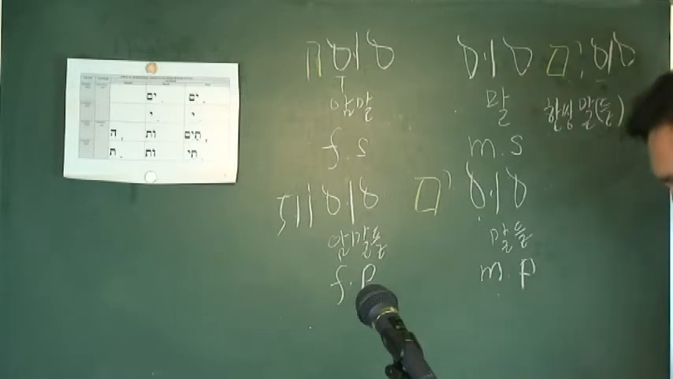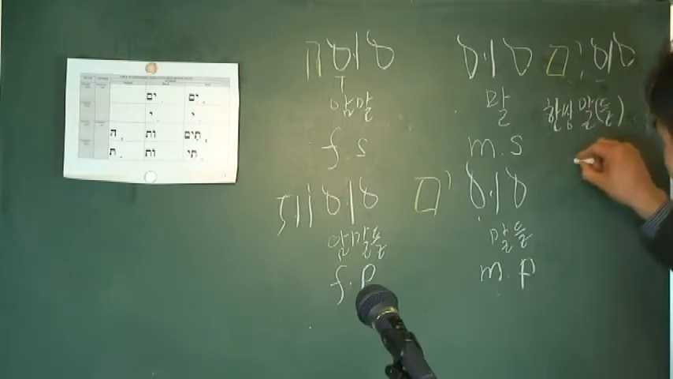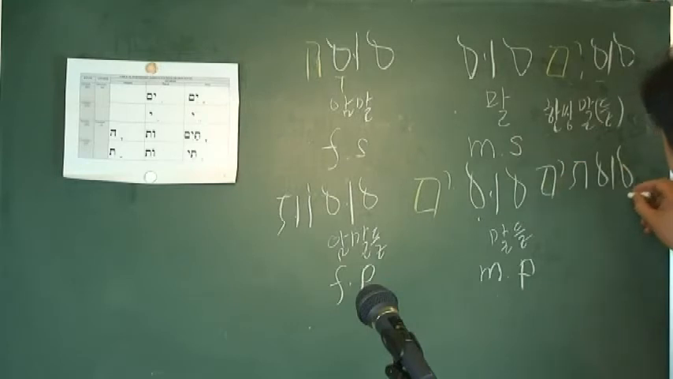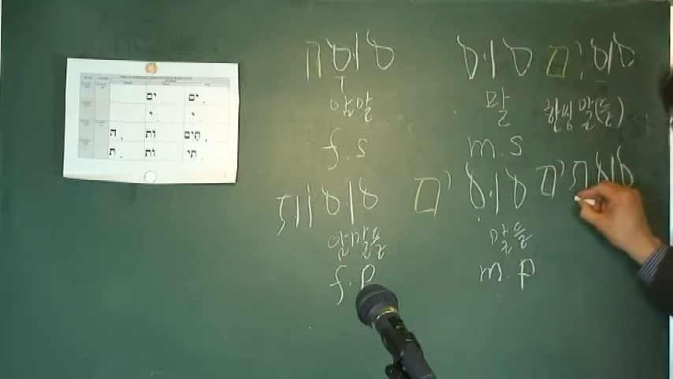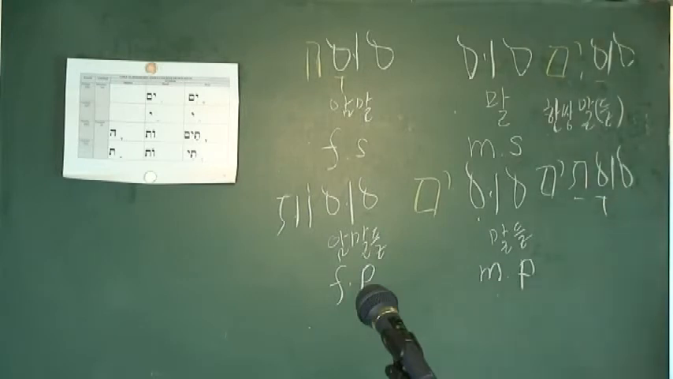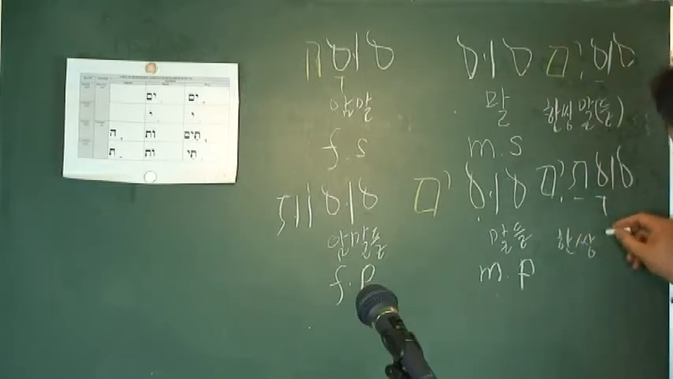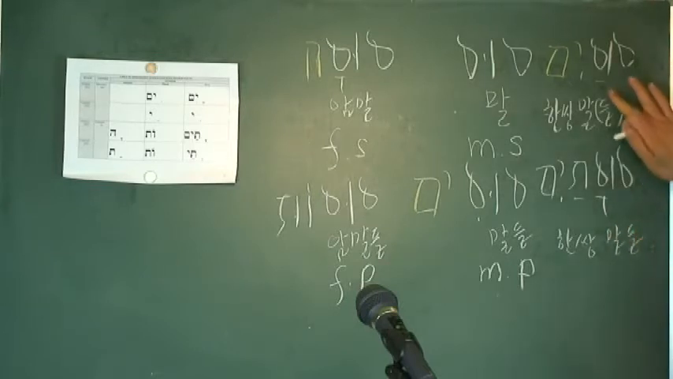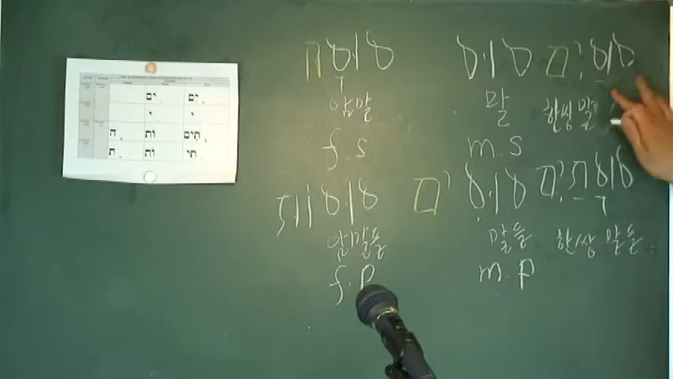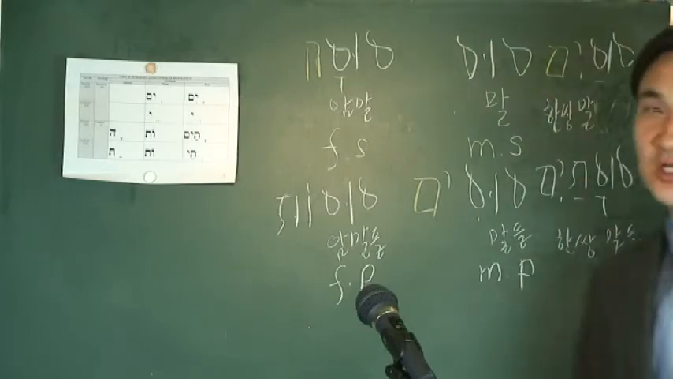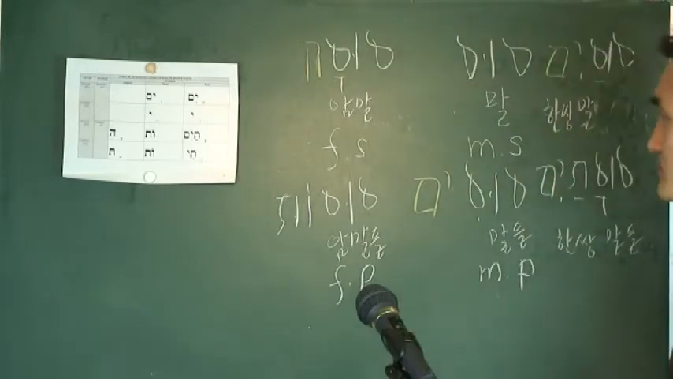To make it plural, we would add a, ta, and im. Then it would be susataim. Then this would be a pair of horses. This would indicate a pair of horses or pairs of horses.